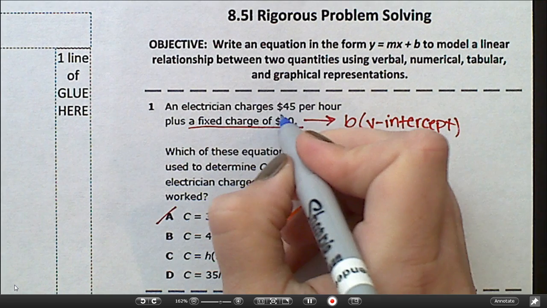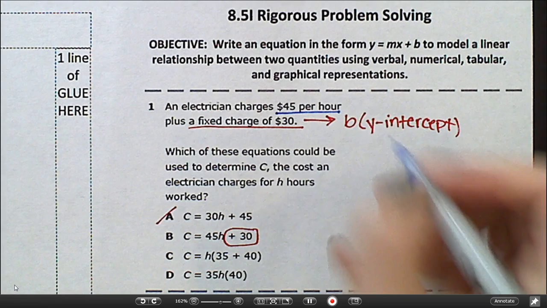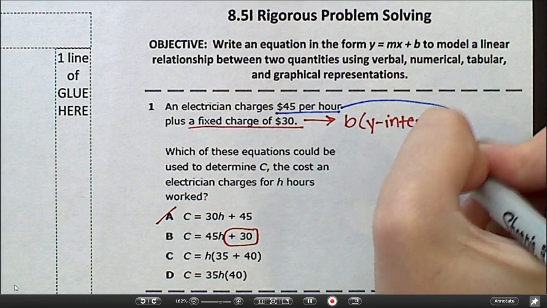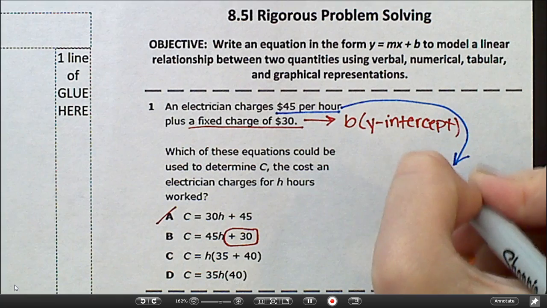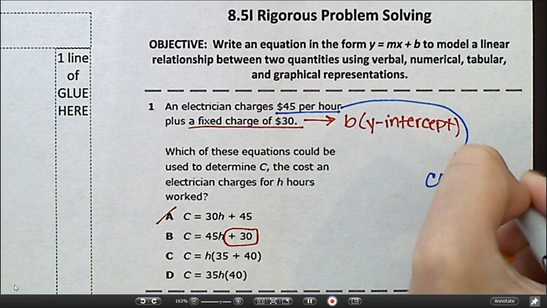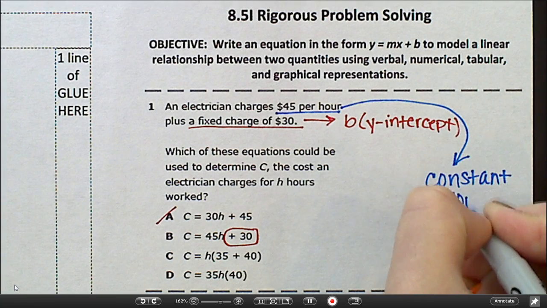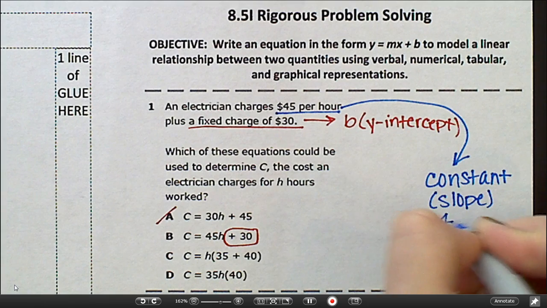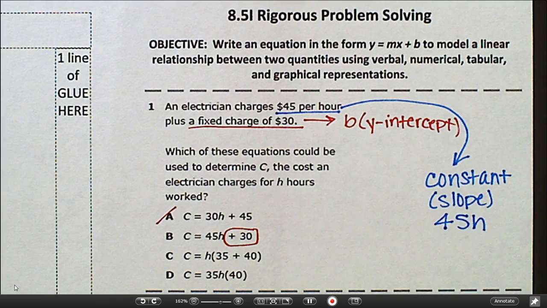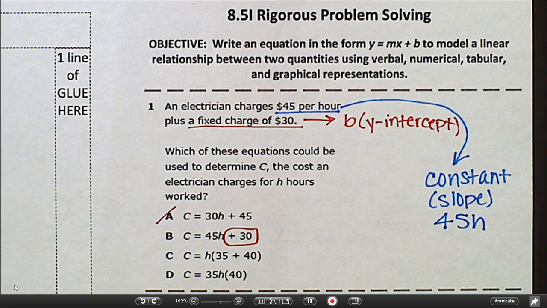They also charge $45 per hour, so this is our constant, or the slope. So $45 per hour, or 45H. So as I'm looking here, let me turn all of these into English. The cost is $45 per hour plus a $30 fixed fee. That looks good to me.